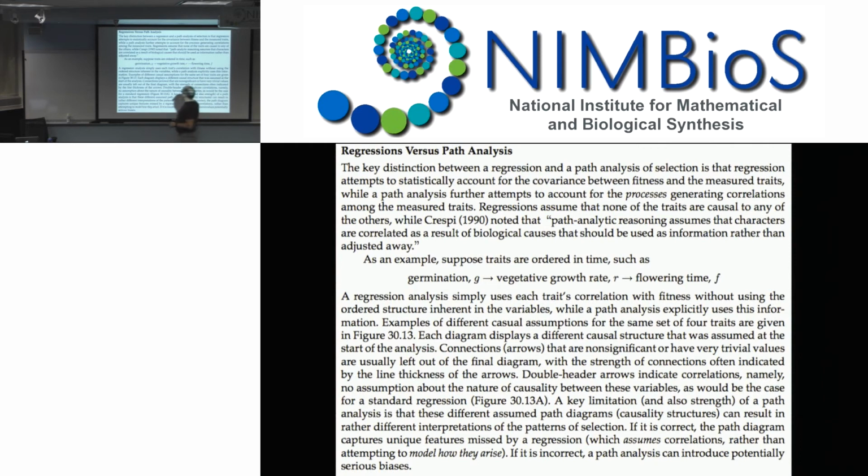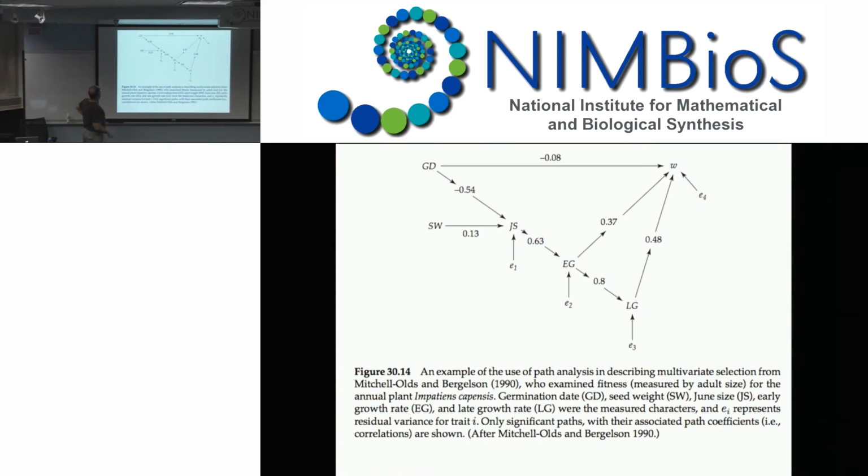So what about regression versus path analysis? Basically, if this is the observed order, germination leads to growth, leads to flowering time. Regression simply uses the correlations among these 3 things, whereas path analysis explicitly uses this information. So here's an example from Tom Mitchell-Olds's group. What you're looking at is germination date, seed weight, June size, elongation weight, early growth, late growth, and fitness. And what I've shown here are only paths that are significant.